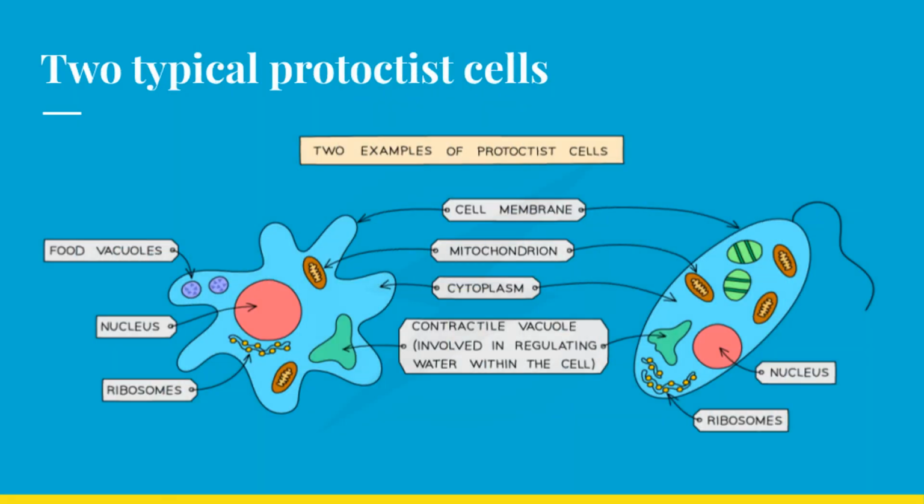The diagram shows two typical protoctist cells, or rather two examples of protoctist cells. Now the two protoctist cells, they have a cell membrane, they have a mitochondrion, they have a cytoplasm, they have a contractile vacuole involved in regulating water within the cell. They also have a nucleus, they have ribosomes, and others do have food vacuoles. But other protoctist cells contain flagella, which simply aids in their movement.